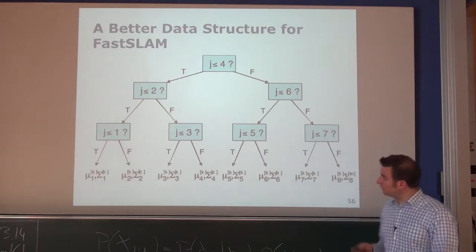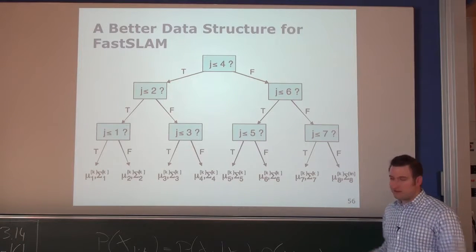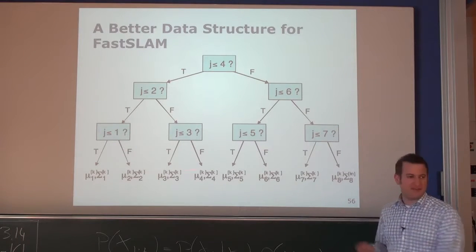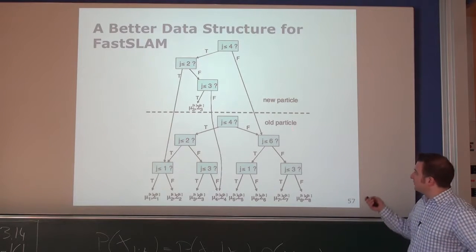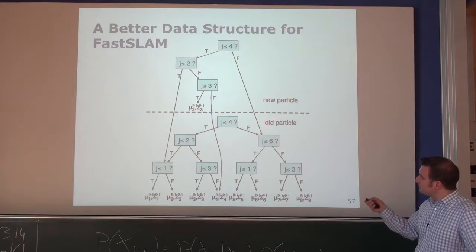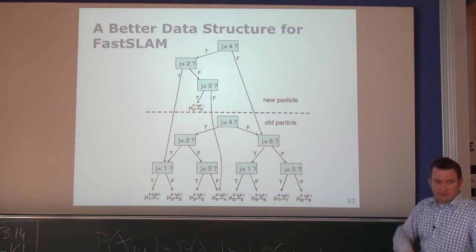What I can do now is exactly the same thing, but let particles share those estimates down here. Then the tree gets a little bit more complex. So say I have my old particle. This was at the previous point in time.